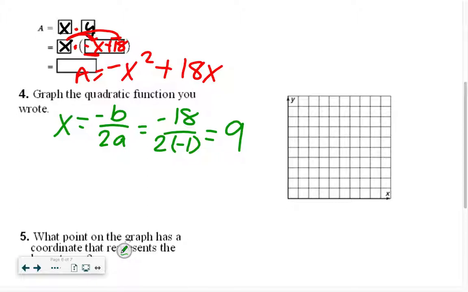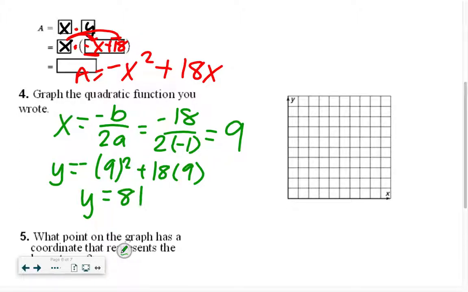Now what? Find our y, plug it in. A, same thing as y. A equals negative 9 squared plus 18 times 9. Simplify and we get 81. Who came up with negative times positive equals a negative? Greeks probably. Old people that are dead now. Vertex. Our point is 9, 81.